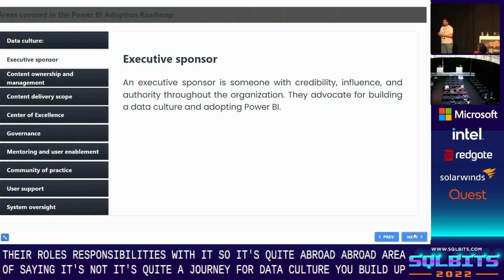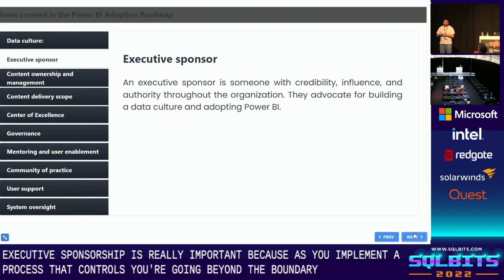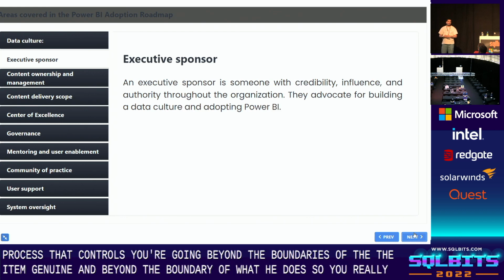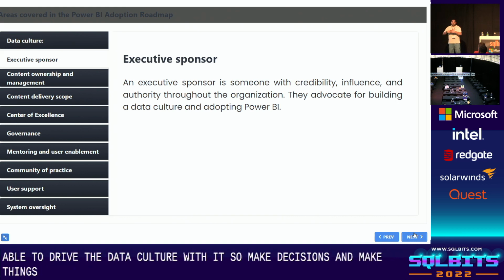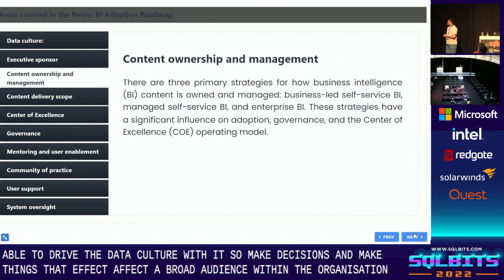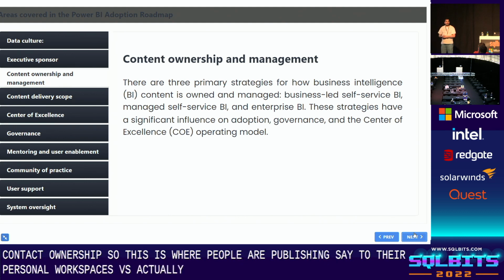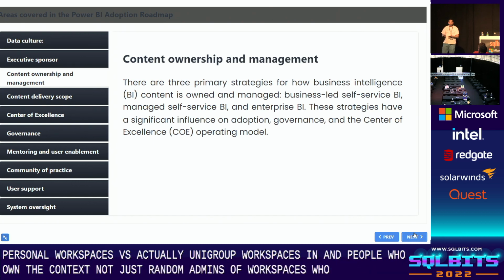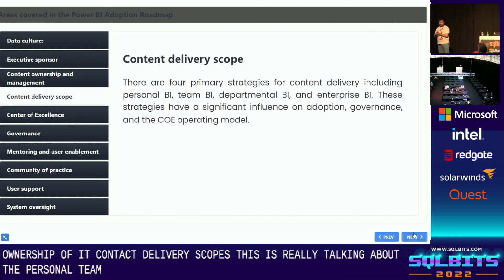Executive sponsorship is really important because as you're implementing processes and controls, you're going beyond the boundaries of the BI team, or beyond what BI traditionally does. So you really need that executive sponsorship to drive the data culture and make decisions that affect a broad audience within the organization. Content ownership is where people publish to their personal workspaces versus group workspaces, and people own the content, not just random admins of workspaces who have no ownership of it.